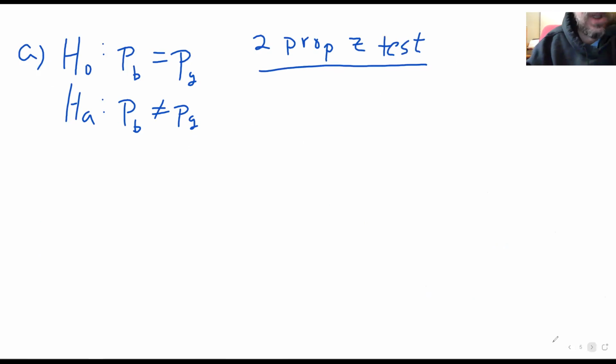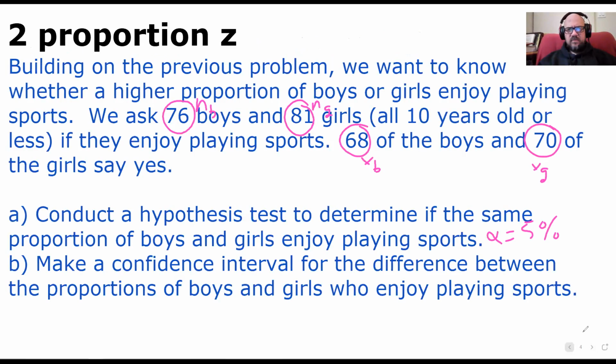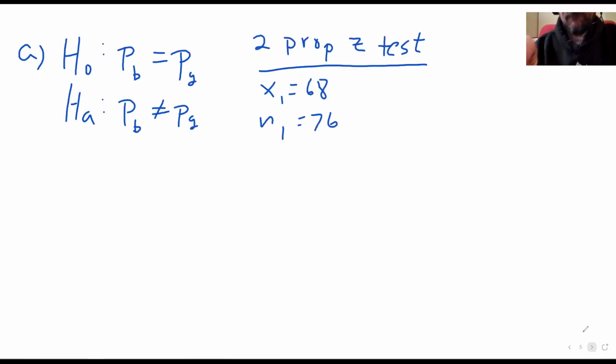Where I'm just going to let 1 be boys and 2 be girls again. So we're going to have X1 was 68 and N1 was 76. Did I get that right? This is feeling wrong. Oh, I remembered that correctly. Great. And 70 out of 81 for the other one. X2 is 70 and N2 is 81.